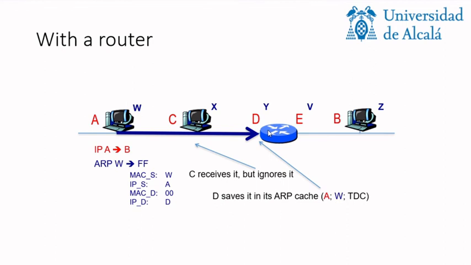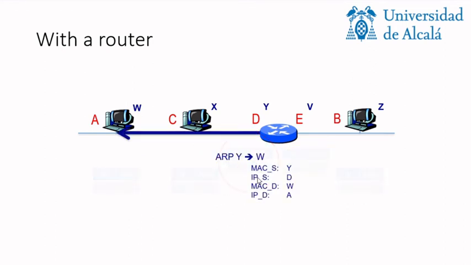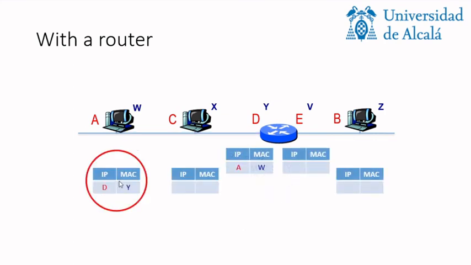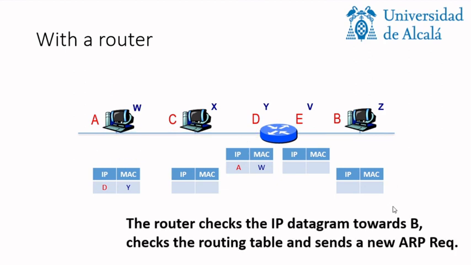The router will then save the information, as we can see here, and reply with an ARP reply. Once we have the reply, A can now send the data to D. So it sends the data, and when the data arrives at the router, it realizes that it doesn't have the information for B. So the router checks the IP datagram and sends a new ARP request.